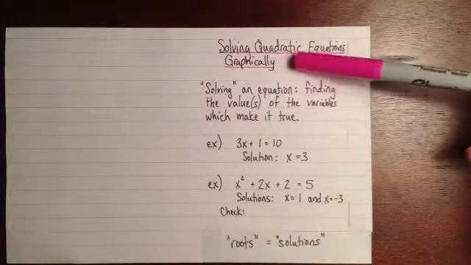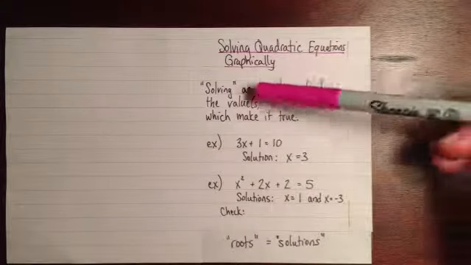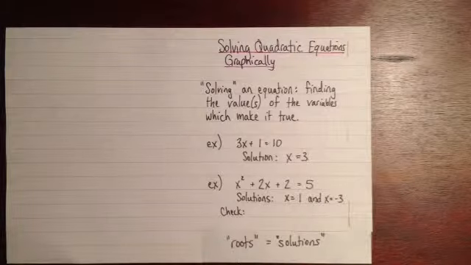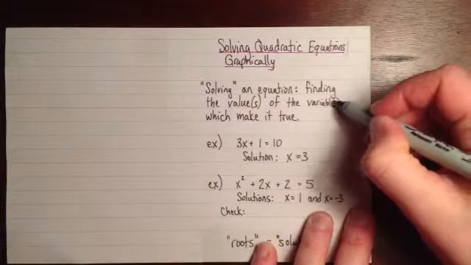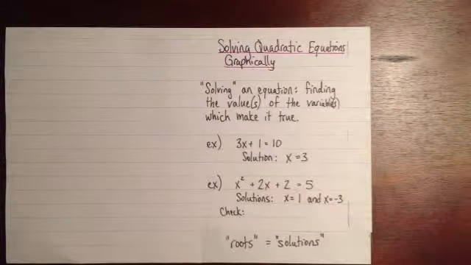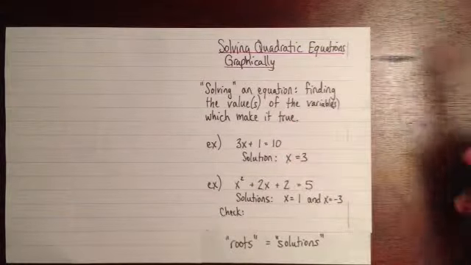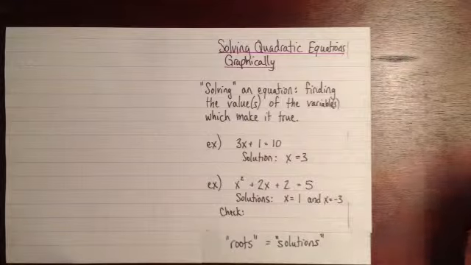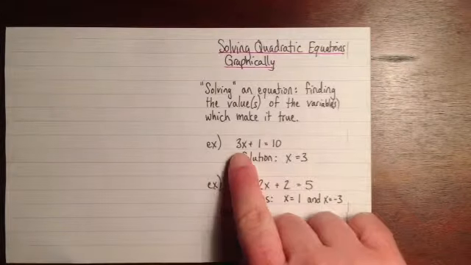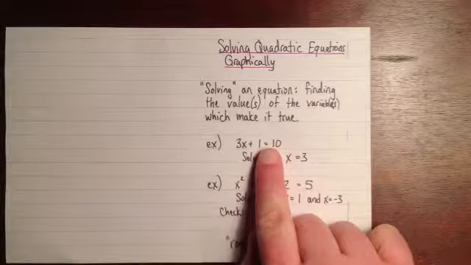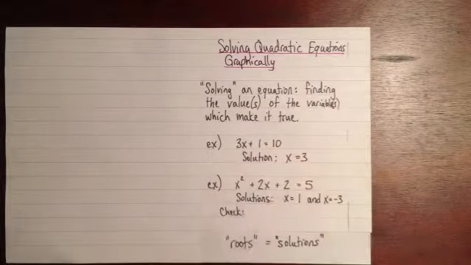Solving an equation means that you find the value or the values of the variable or variables that make that equation true. It could be several variables. For example, if we had an equation that was 3x plus 1 equals 10, the solution to that is x equals 3. Because if you do 3 times 3, you get 9 plus 1, and it equals 10. That makes it true. Okay?